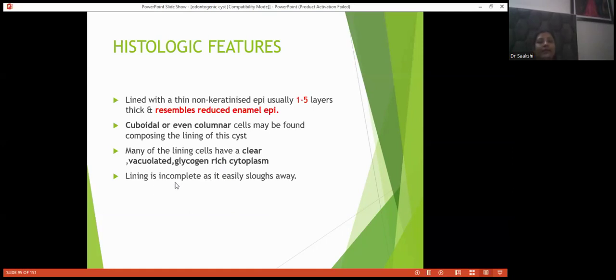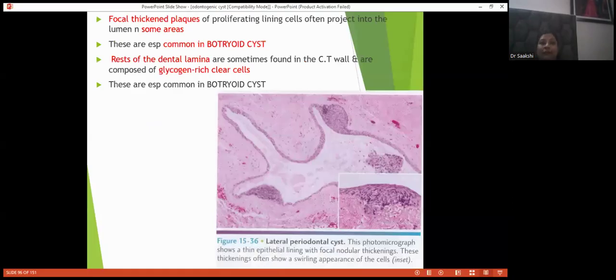The lining is incomplete as it easily sloughs away. The focal thickened plaques of proliferating lining cells often project into the lumen in some areas. These are especially common in the botryoid cyst. Rests of dental lamina are sometimes found in the connective tissue and are composed of glycogen-rich clear cells. These are especially common in the botryoid cyst. Now, as you can see, it shows the epithelial lining with focal nodular thickening. See, this is the epithelial lining with the focal nodular thickening.